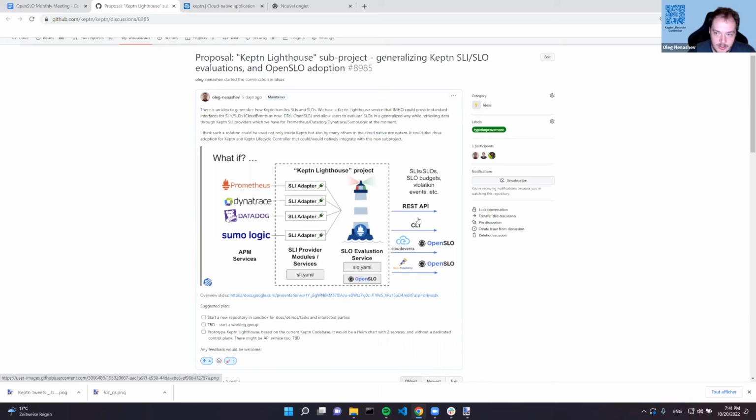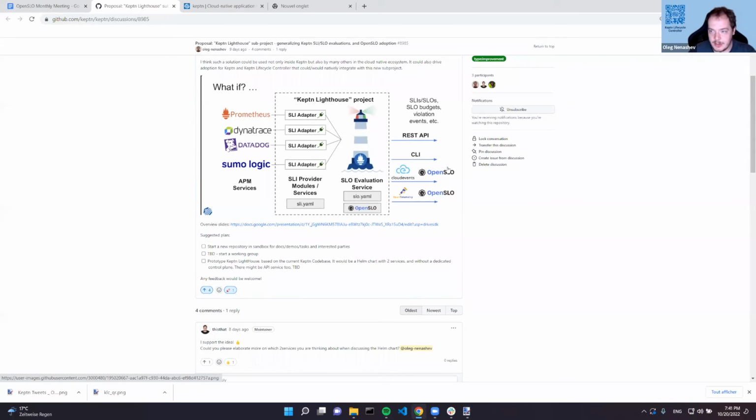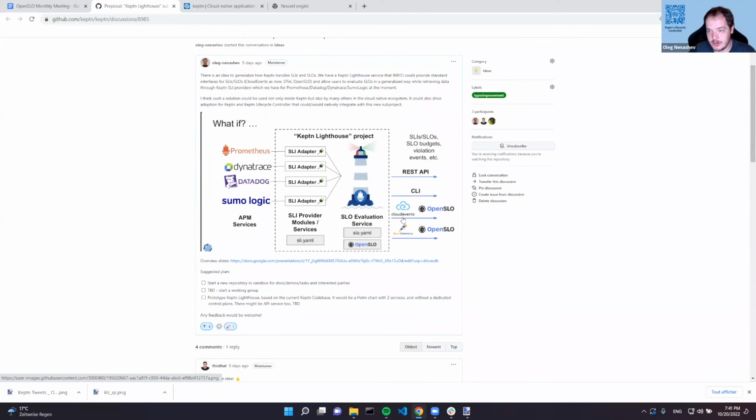And we would also like to probably upstream what we have for eventing, because currently Captain has cloud events where you send specific events, for example, SLO evaluations, warnings, new calculations, etc. Cloud events is one of the standard ways to communicate right now in cloud native environments. So maybe we could contribute these parts back to OpenSLO, adjust the configuration format, etc., and make it a part of it.